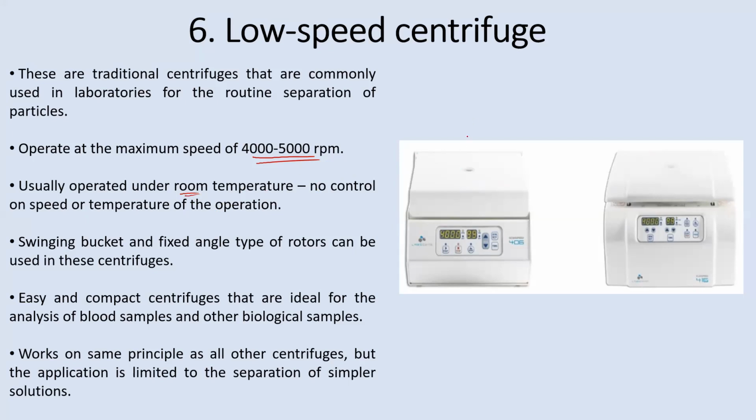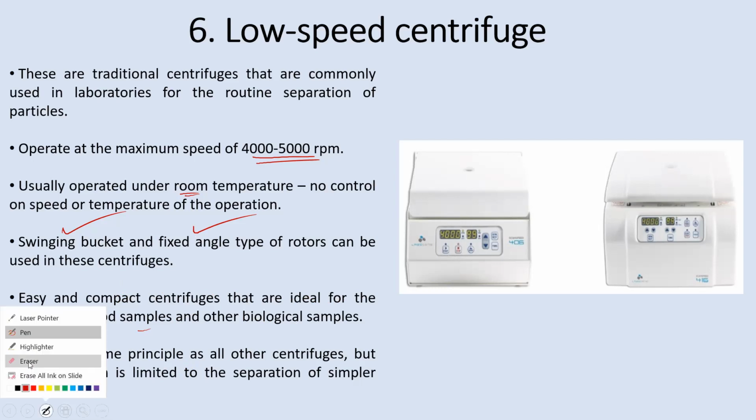It's just mere separation. So if you just want to separate out the heavy part from the suspension, then this is what you should go for. You can also fit the swinging bucket and the fixed angle type of rotor. So only 2 types of rotors can fit in, not the vertical rotor that we saw. Easy and compact centrifuges are very useful and ideal for analysis of blood samples and other biological samples. They work on the same principle as all the other centrifuges, but the application is limited.